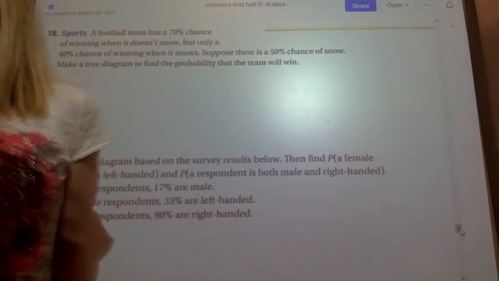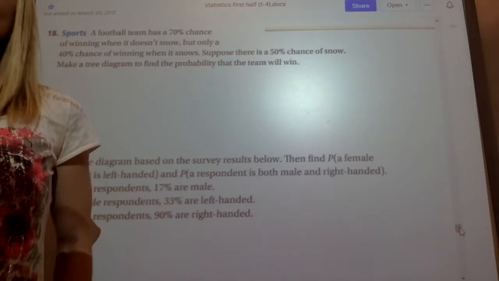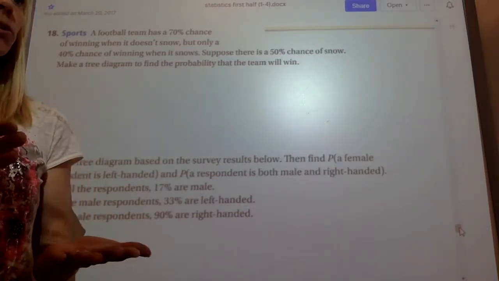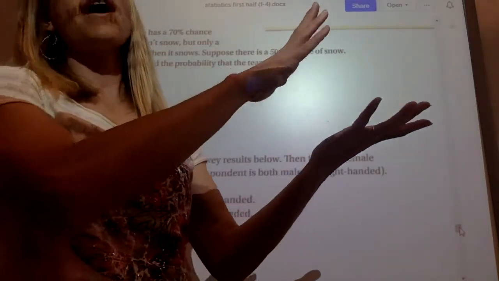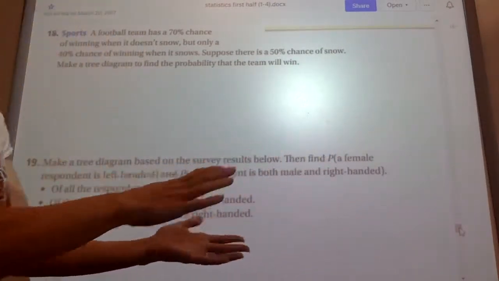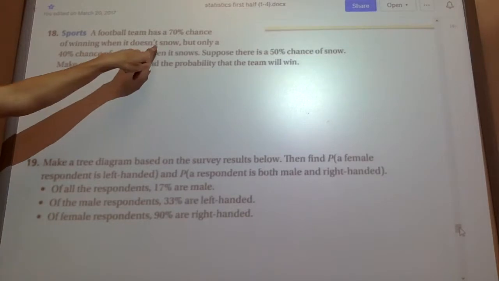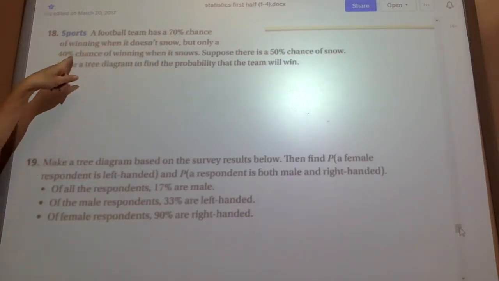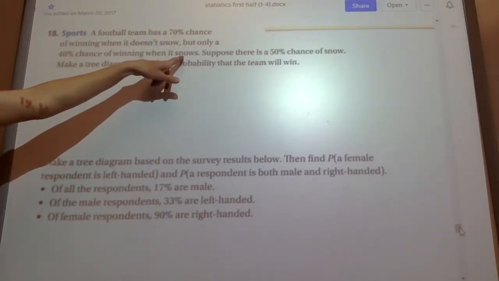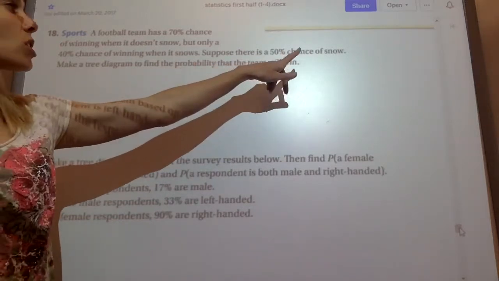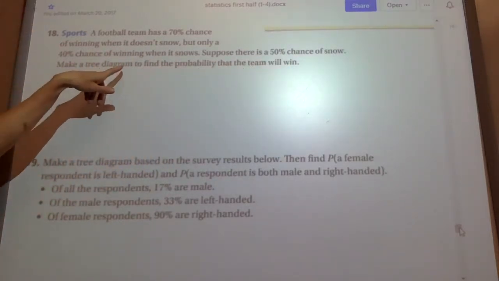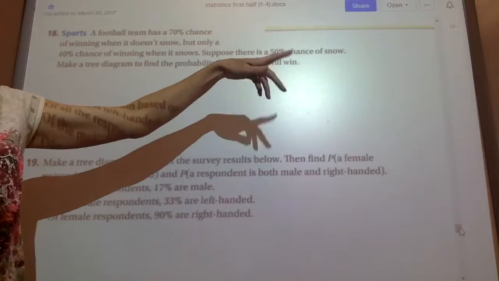Okay, this last part is conditional probability with tree diagrams. How you set up a tree diagram is you consider what event has to happen first, followed by what event happens second. So the football team has a 70% chance of winning when it doesn't snow, but only a 40% chance of winning when it does snow. Suppose there's a 50% chance of snow. Make a tree diagram to find the probability that the team will win.